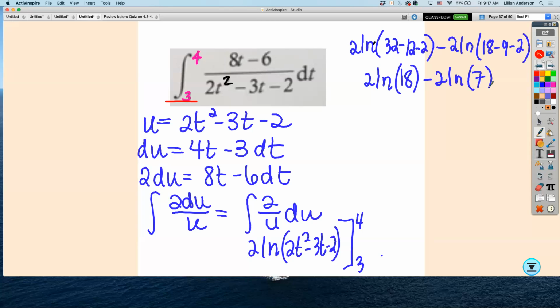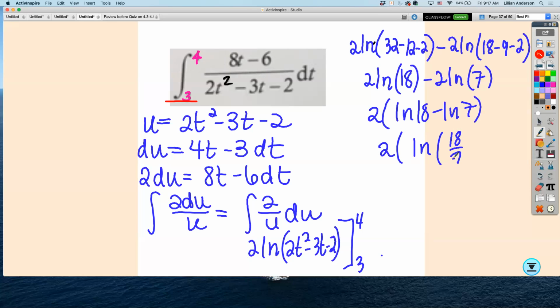How do I simplify that? Divide the ln's? I can't divide the ln's yet. I have to do something before I can divide them. Factor out the 2. I can factor out the 2. Now I can divide them. So essentially, I can't have any coefficient in front of my ln's in order for me to divide. So if I factor that out, that'll give me the ln of 18 over 7.